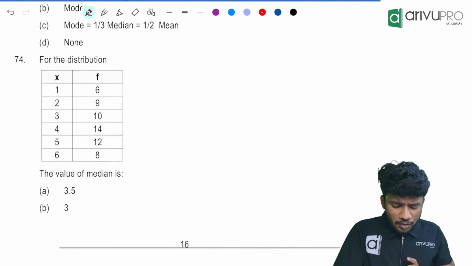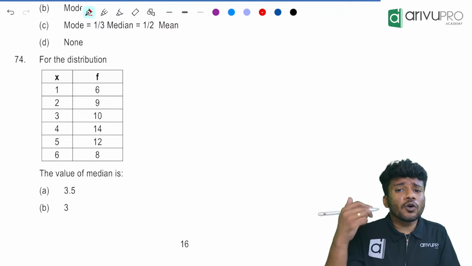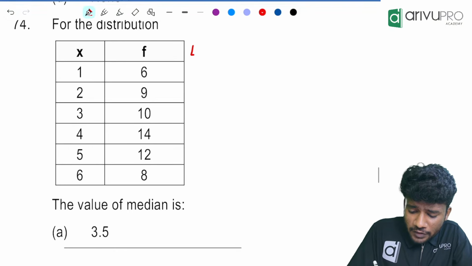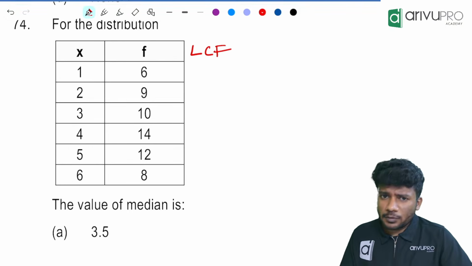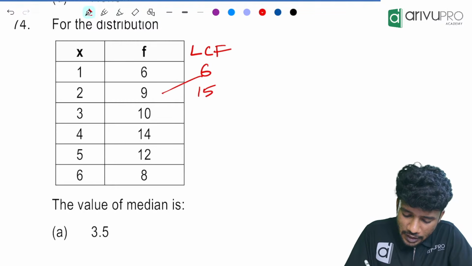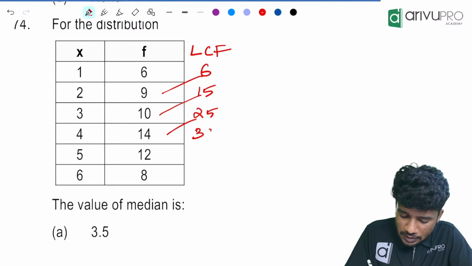Next one. Now we need to find the value of the median for discrete grouped data. For discrete grouped data, we should always find the less than cumulative frequency. First one is how much? 6 plus 9 is how much? 15. 15 plus 10 is 25. 25 plus 14 is how much? 39. 39 plus 12 is how much? 51.